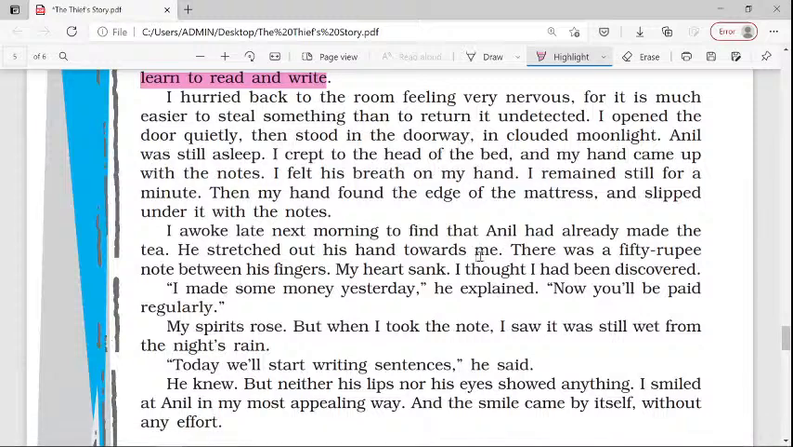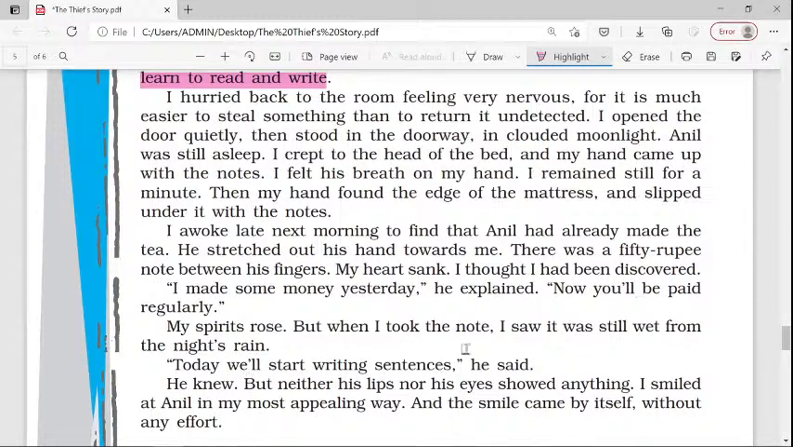I awoke late next morning to find that Anil had already made the tea. He stretched out his hand towards me. There was a 50 rupee note between his fingers. My heart sank. I thought I had been discovered. I made some money yesterday, he explained. Now you will be paid regularly.